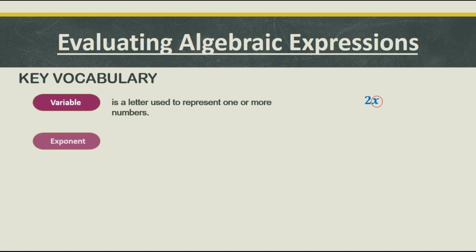Second is exponent. When we say exponent, it corresponds to the number of times the base is used as a factor, like for example, pi r squared. 2 is an exponent of r, meaning we need to multiply whatever the value of r is by itself twice.